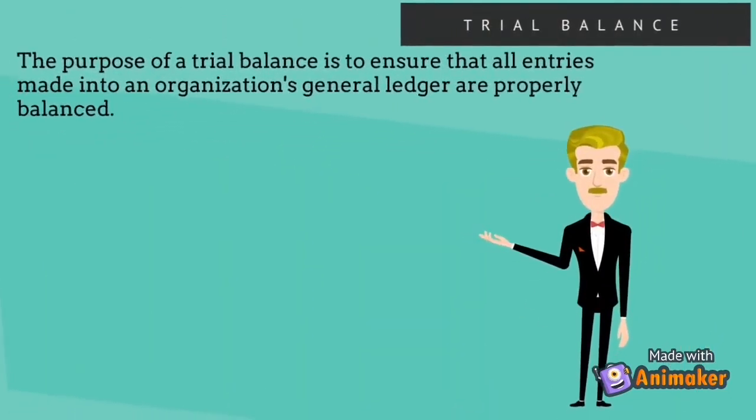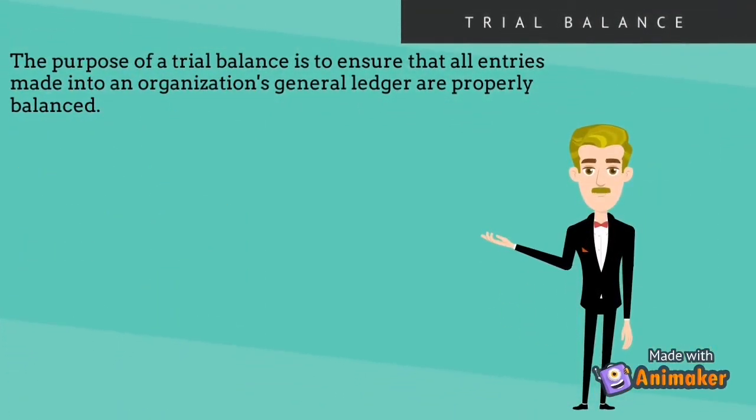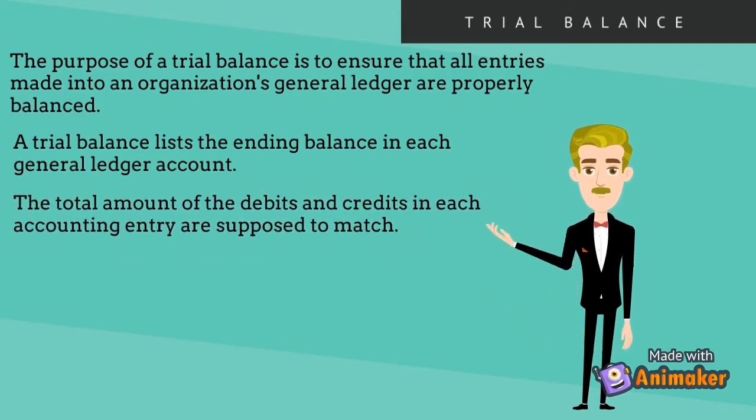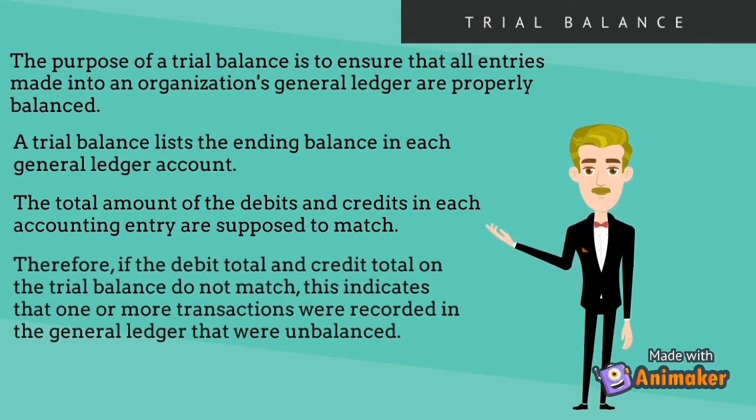The purpose of a trial balance is to ensure that all entries made into an organization's general ledger are properly balanced. A trial balance lists the ending balance in each general ledger account. The total amount of the debits and credits in each accounting entry are supposed to match. Therefore, if the debit total and credit total on the trial balance do not match, this indicates that one or more transactions were recorded in the general ledger that were unbalanced.